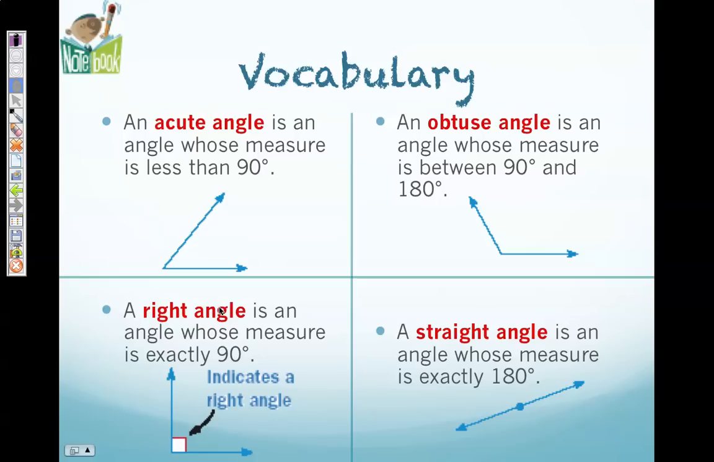We're now on number 4 on your vocabulary list. A right angle is an angle whose measure is exactly 90 degrees, and the gymnast did a really good example of creating a 90-degree angle with his body on the rings exercise. When you are working with right angles, the box in the corner indicates the right angle. And number 5 on your vocabulary list, a straight angle, and this is an angle whose measure is exactly 180 degrees. All straight lines have an angle measure of 180 degrees.